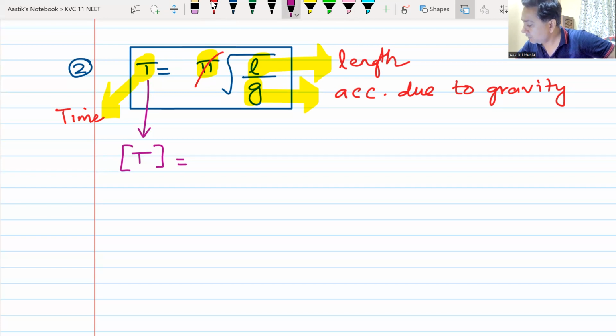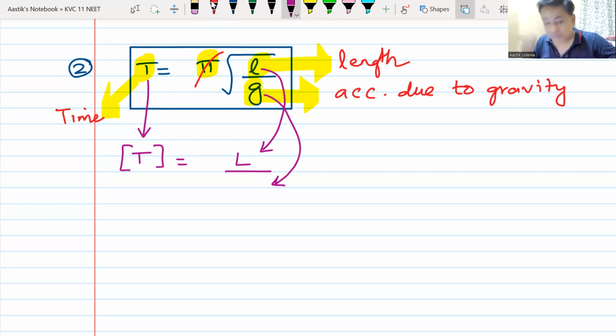Okay. What is the dimension of L? L is length, so the dimension is L. Divided by, what is the dimension of G? G is acceleration. What is the dimension of acceleration, my dear friend? Meter per second square. I'm talking about dimension, beta. If I talk about dimension and you tell me the unit, that means you are going wrong. M0 L1 T minus 2. Yes. If I ask you the correct question, I should get the correct answer. Remember that.